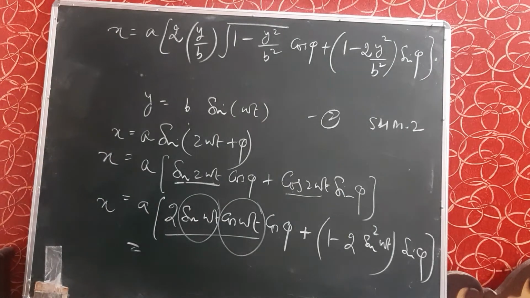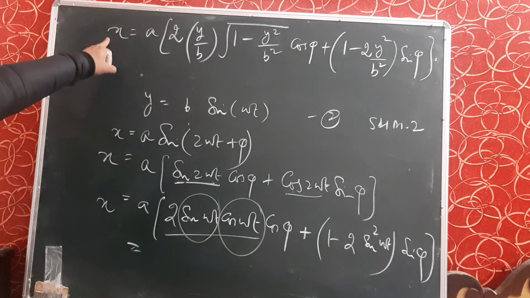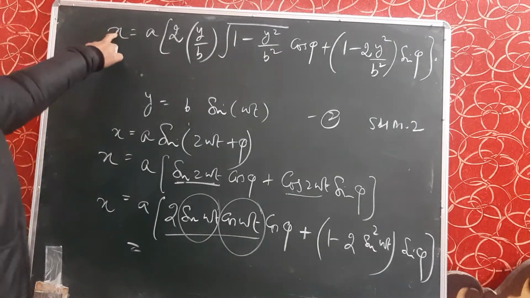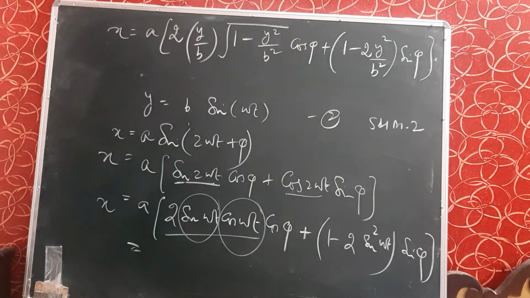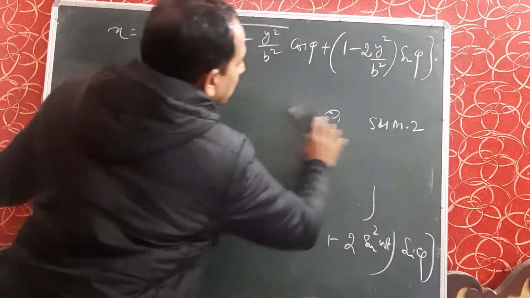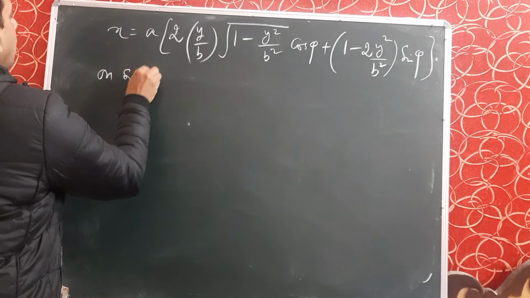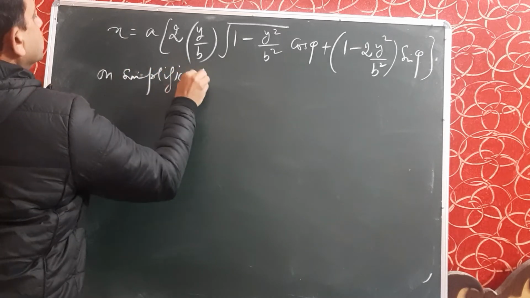So I have done this step. Basically I have put the value of y into the equation of x. So this is the combined equation of x as well as y. You can simplify this equation and reduce it to the standard equation. So on simplification, finally we get the result.